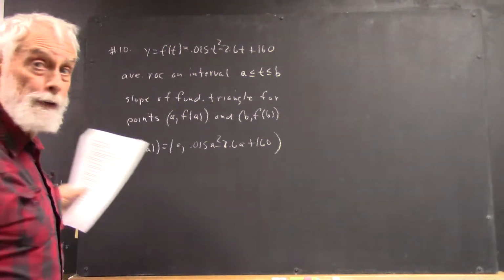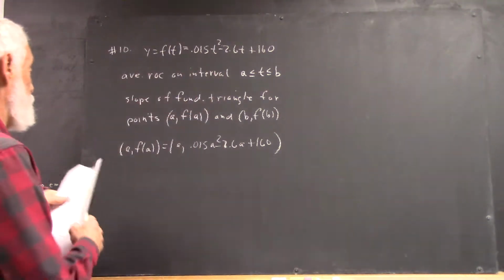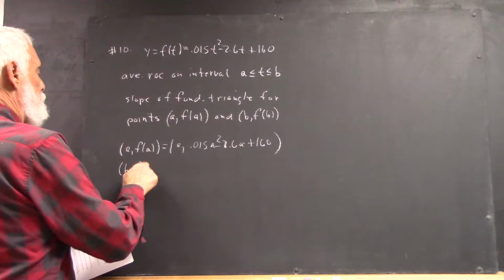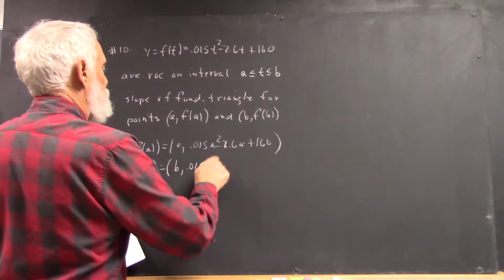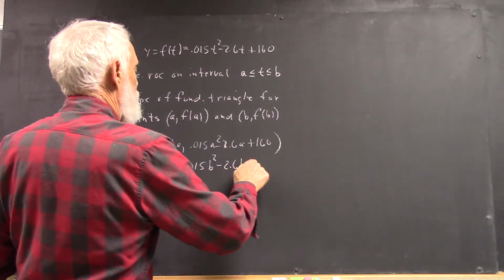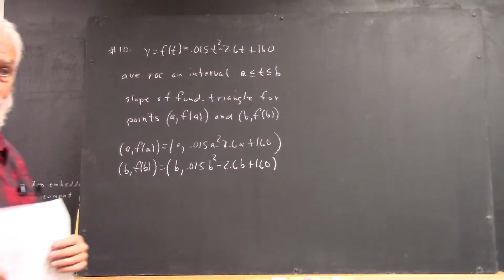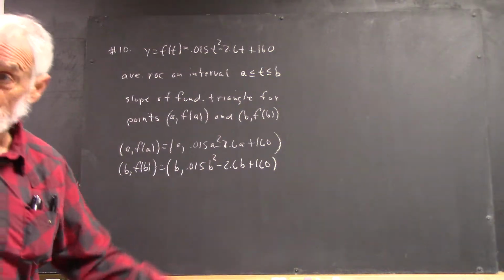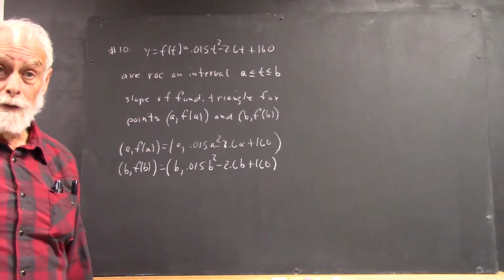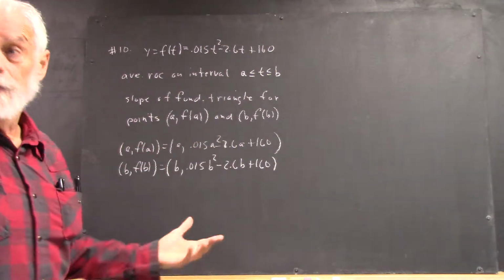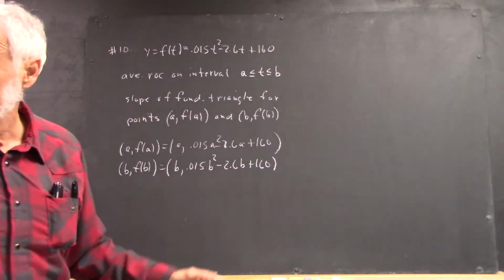You don't know where it is, but we can at least draw 2 points and call one of them this, and call the other, well, the other's going to be your b, f of b point, which is b, 0.015b squared minus 2.6b plus 160. Okay? Now you understand function notation from something we did 2 weeks ago. You know how to plug things in for function notation. And with just an a and a b, that's even really pretty easy, right? So you have to know that, but you do, so you understand what I just did.